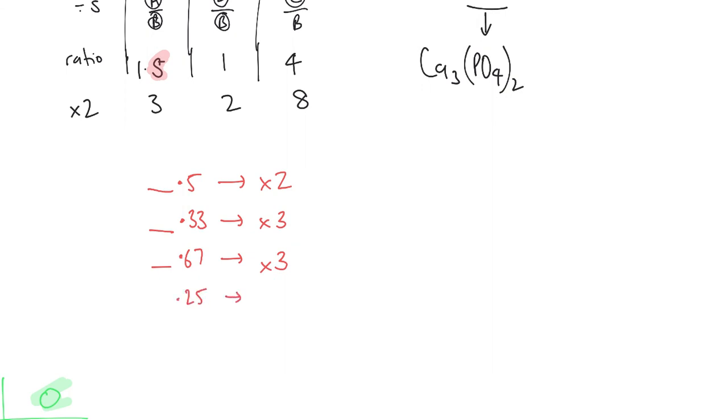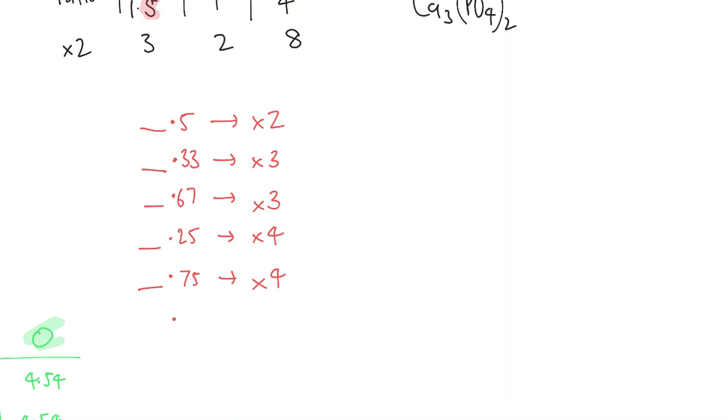0.25, times by 4. What's another one that you can times by 4? 0.75s. Okay? And rarely will you see 0.2s, but they do exist, and you times it by 5. If you see a 0.167, that's a 6, I think. But you're rarely going to see those. Those are the common decimal places that you will see when you're doing these empirical formulas.